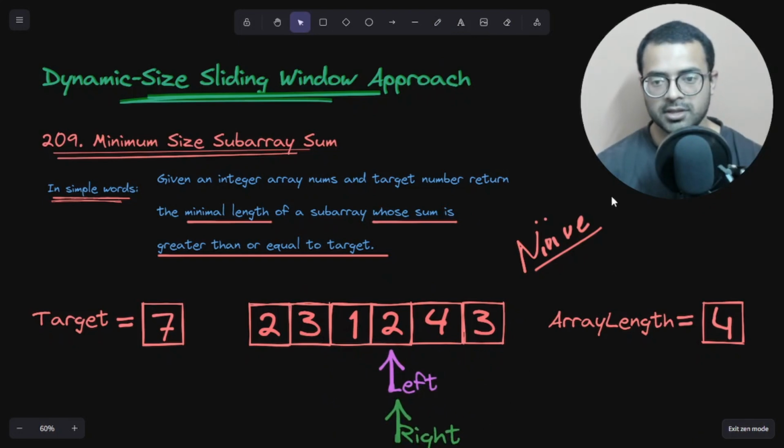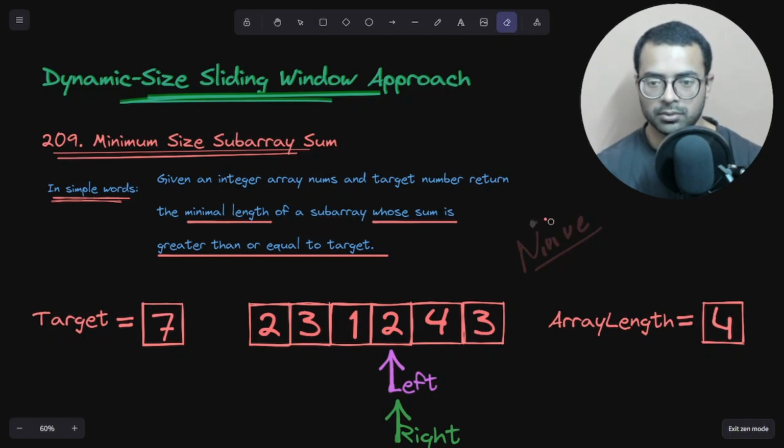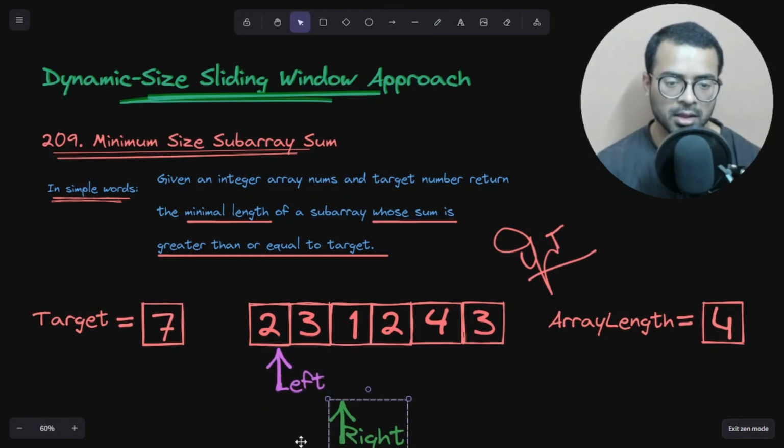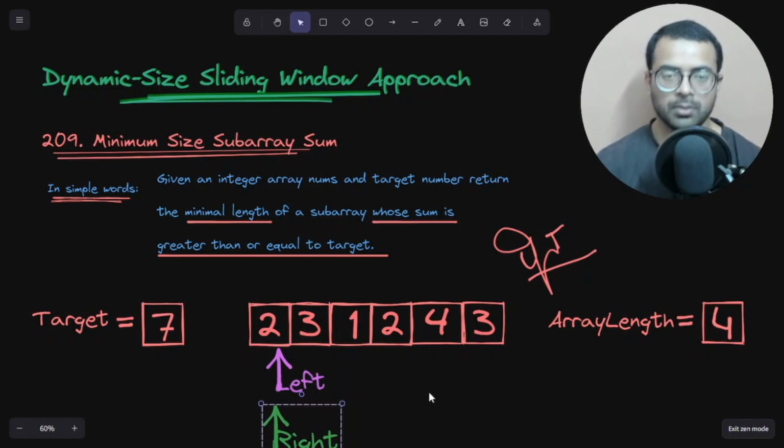Okay, so now let's see the optimized approach. Let me remove this one here, and now we are going to look at the optimized approach. How will the optimized approach look like? Again we can use left or right pointers to show you, but rather than considering them as 2 pointers, consider them as 2 hands of a bucket.